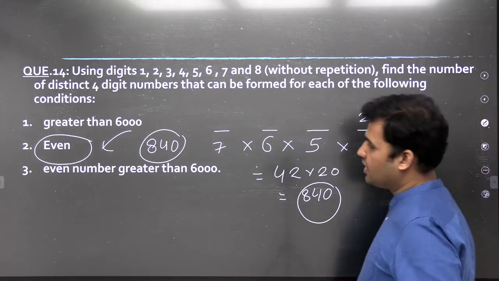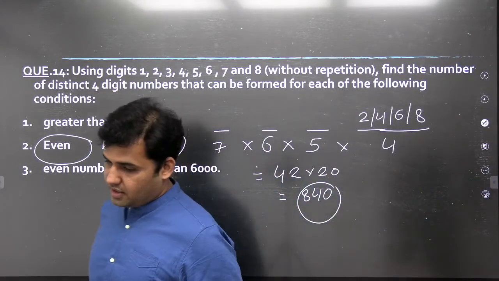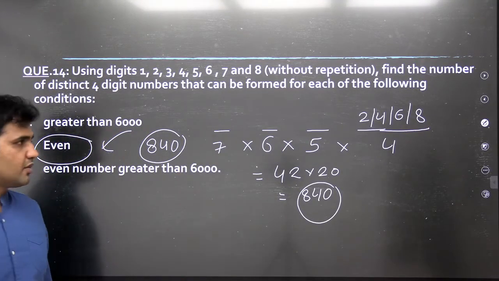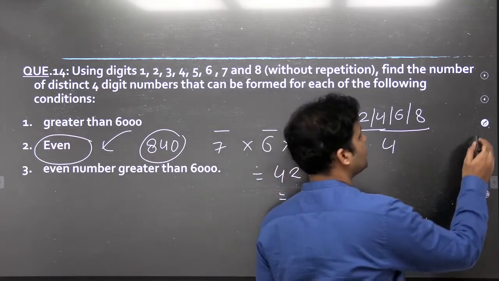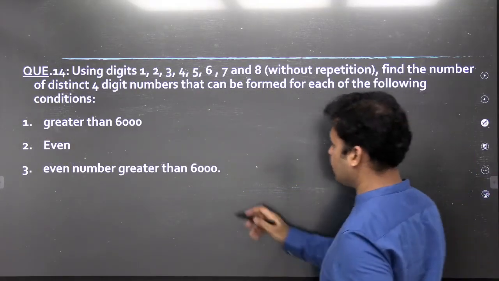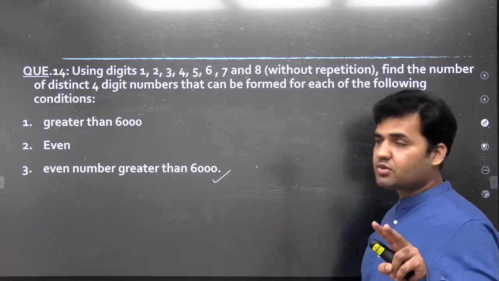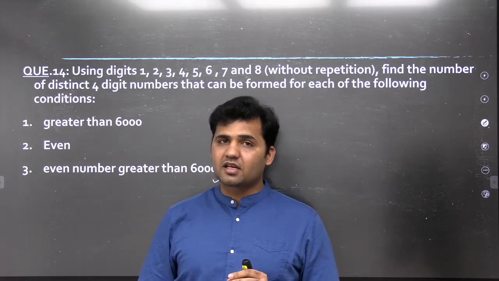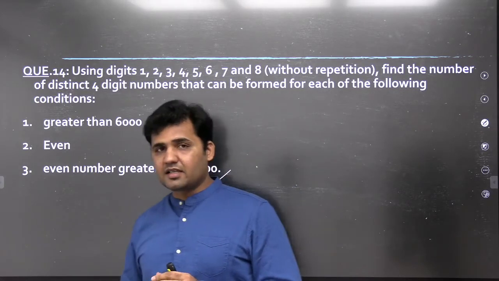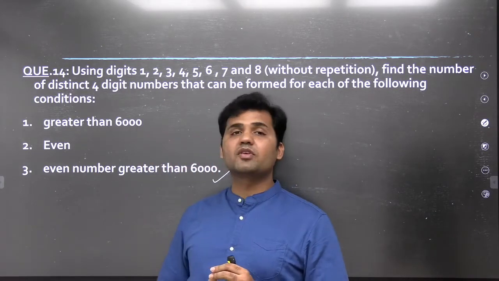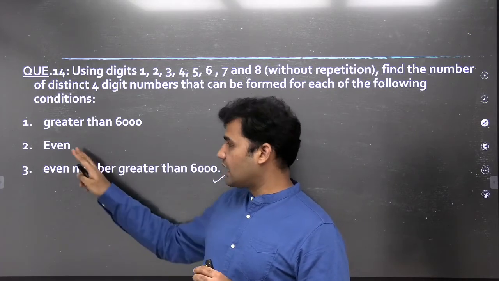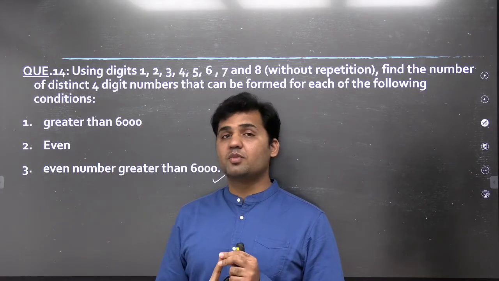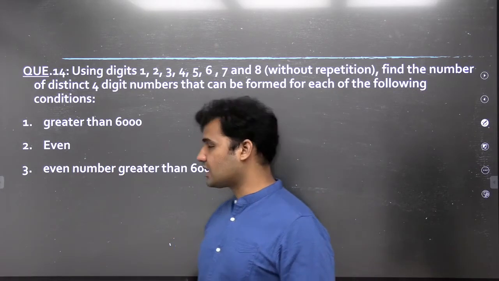Now look at the third condition. In the third condition, it says the number has to be even as well as greater than 6,000. Both conditions are supposed to be satisfied. The problem with this third case is that I have to satisfy two conditions. In the first case, only one condition was there, that the number was supposed to be greater than 6,000. In the second case, the condition given was that the number was supposed to be even. Now, in the third case, I have been given both of these conditions. The number has to be even as well as greater than 6,000.